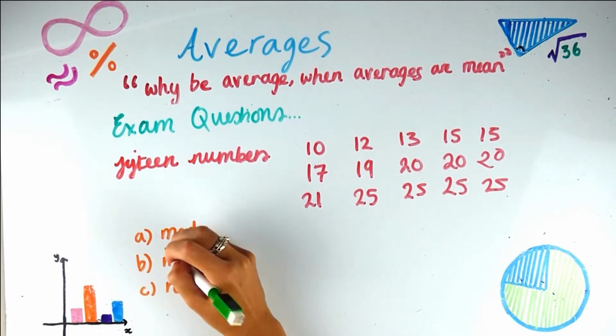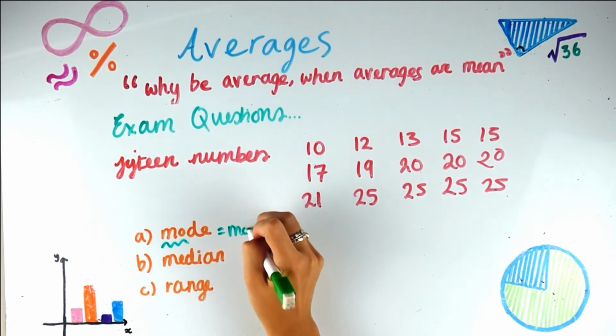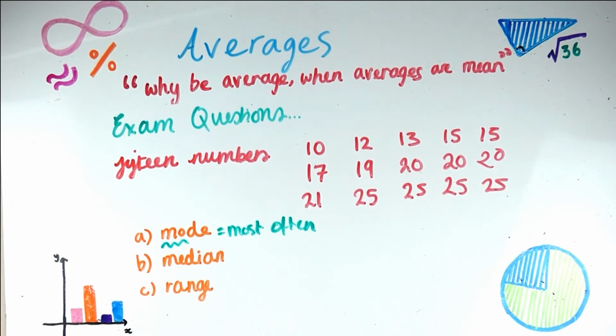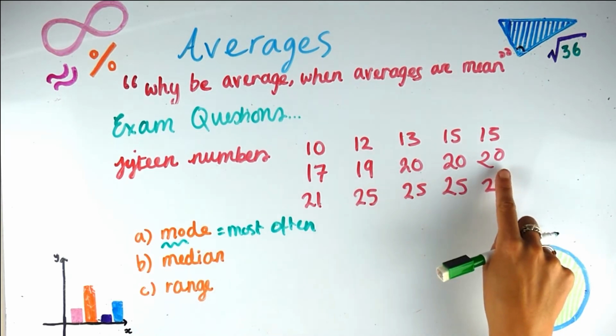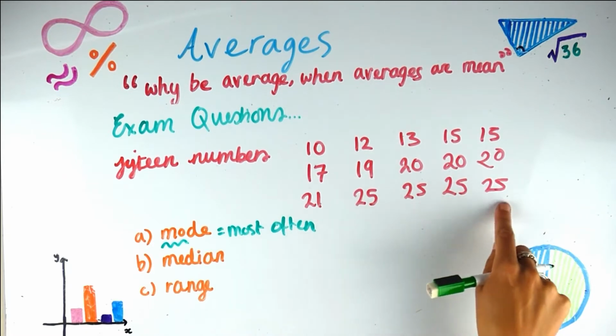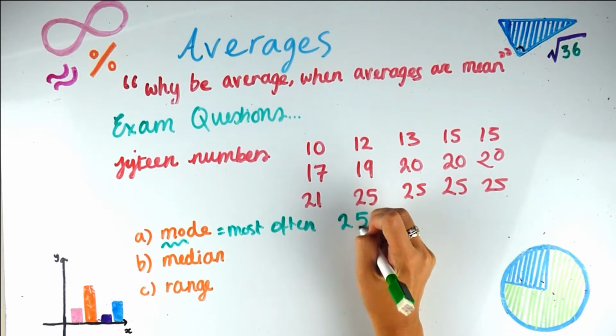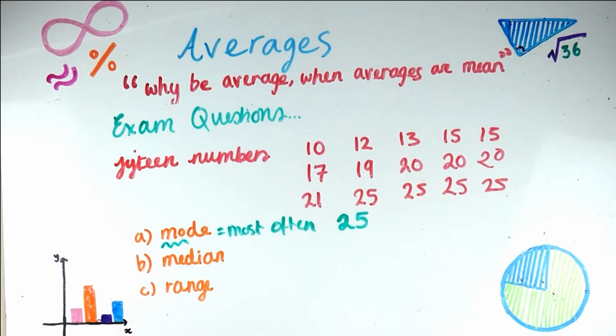So it's asking us for the mode. MO stands for most often. And you can do this just by looking. So at the moment it looks like 20. No, it's going to be 25 because there are 4 25s, no 3 20s. So 25 is the value that appears most often in that data.